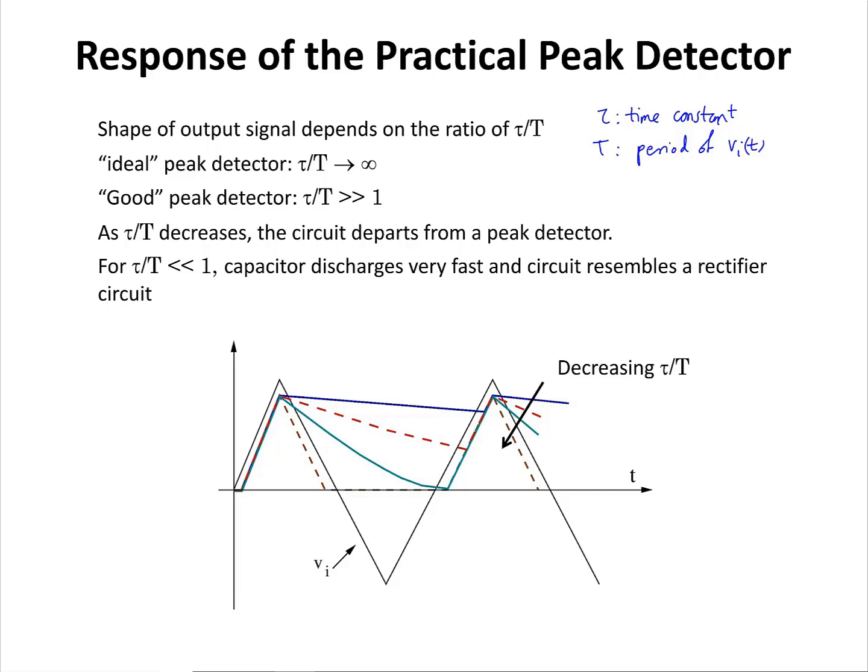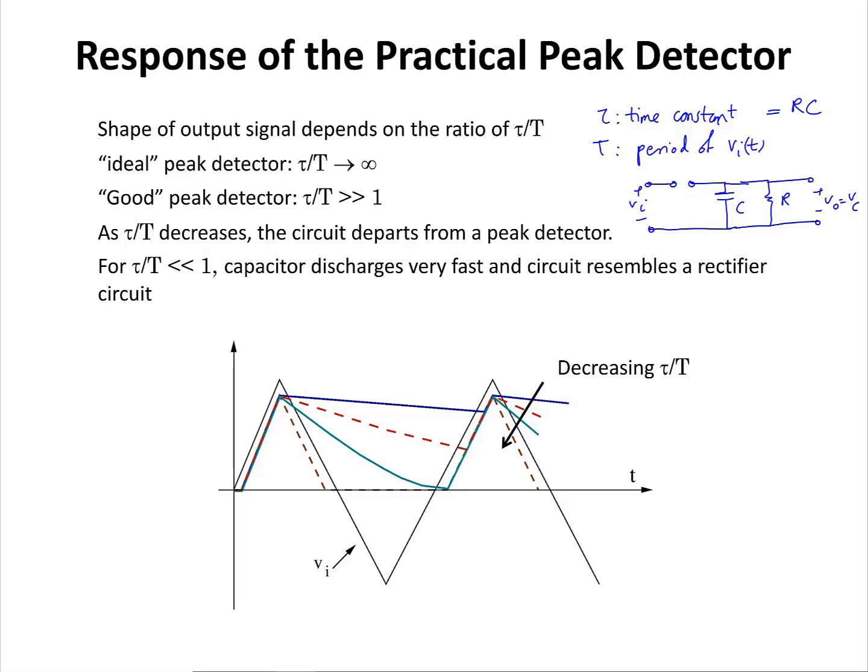So tau, which is equal to R times C, where this is R, and this is the capacitor for our peak detector circuit. This is our diode model when it is off, and this is my Vi, and this is V out or Vc. So the time constant is equal to RC. For an ideal case, the resistor value is equal to infinity. As a result, tau over T goes to infinity.